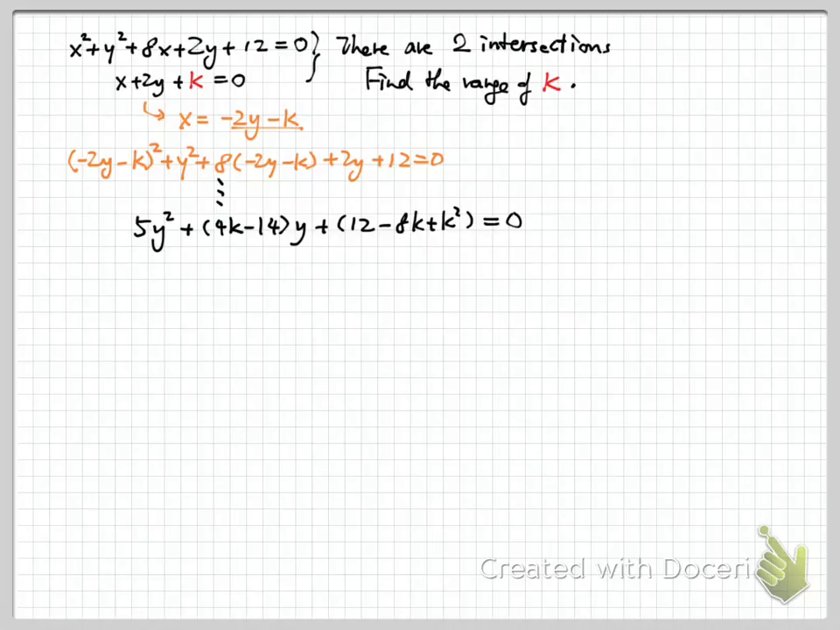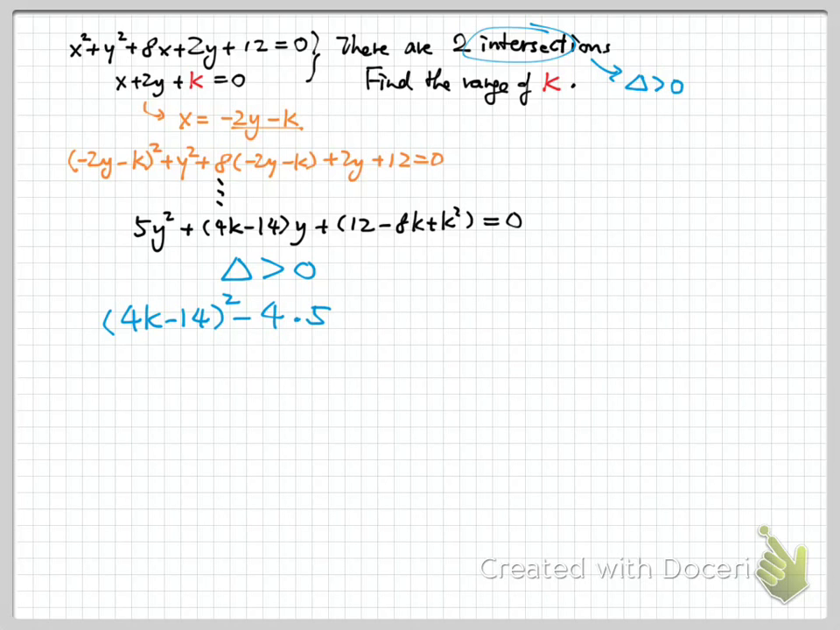We only know that the discriminant will be greater than 0. When there are two intersection points, you can translate it into the idea that it has a positive discriminant. That means (4k minus 14) squared minus 4 times 5 times (12 minus 8k plus k squared) is greater than 0. After simplification, of course, that would give you minus k squared plus 12k minus 11 is greater than 0. Once again, I suggest you try to do it on your own. I might have made mistakes, like usual.